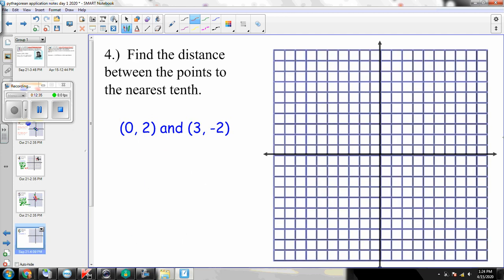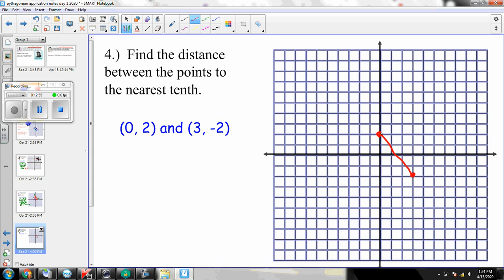Okay, number 4. We're going to graph the point (0, 2). That means don't go left or right, but go up 2. Here's (0, 2). Then we're going to graph (3, -2). So right 3, down 2. And then I'm going to connect, and this is the length I'm trying to find. I'm finding the distance between the first point and the second point.